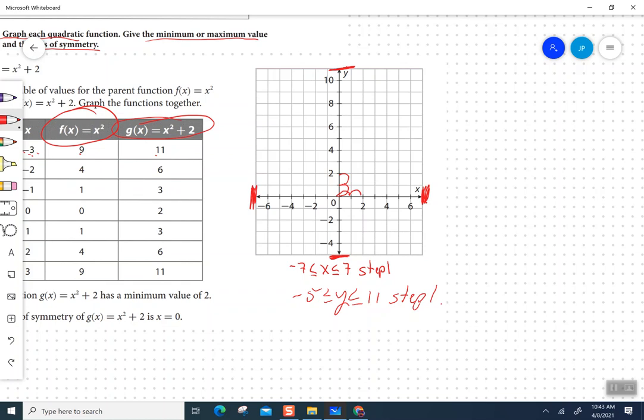All right, once you get everything written down, go ahead and hit resume and watch the rest of the video as I graph this on Desmos.